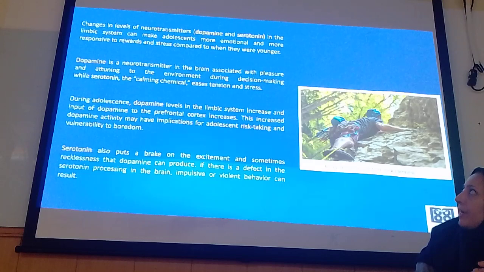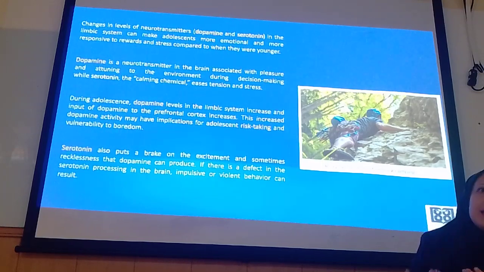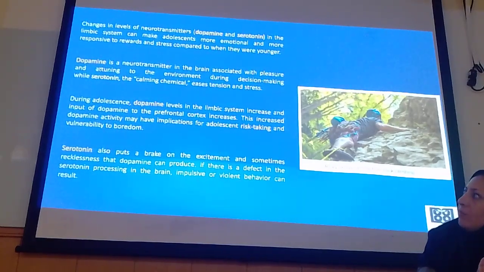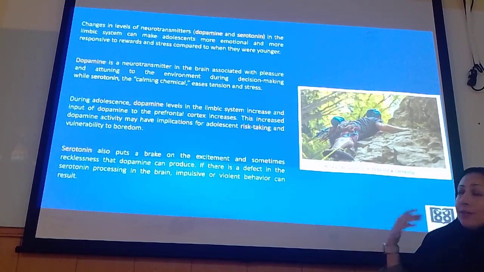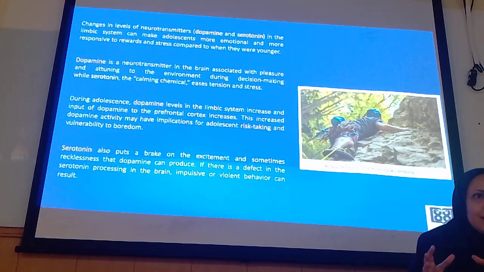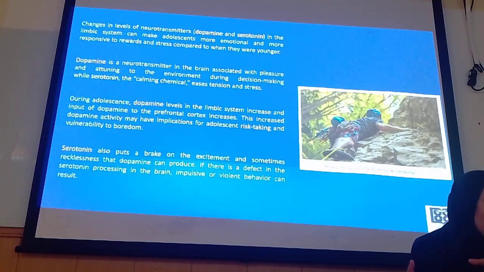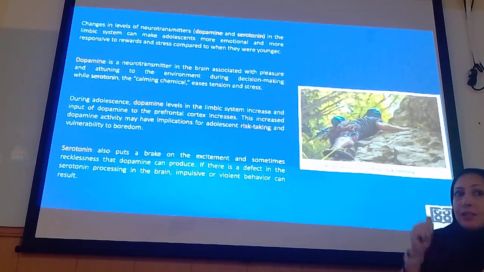Dopamine is a neurotransmitter in the brain associated with pleasure and attaching to the environment during decision making, while serotonin, the calming chemical, eases tension and stress. During adolescence, dopamine levels in the limbic system increase, and input of dopamine to the prefrontal cortex increases. This increased dopamine activity may have implications for adolescent risk-taking and volunteering to boredom. They do risky activities in adolescence, maybe driving very fast at high speed, and using tobacco, smoking, alcohol, because of these changes in neurotransmitters and their effect in the limbic system.